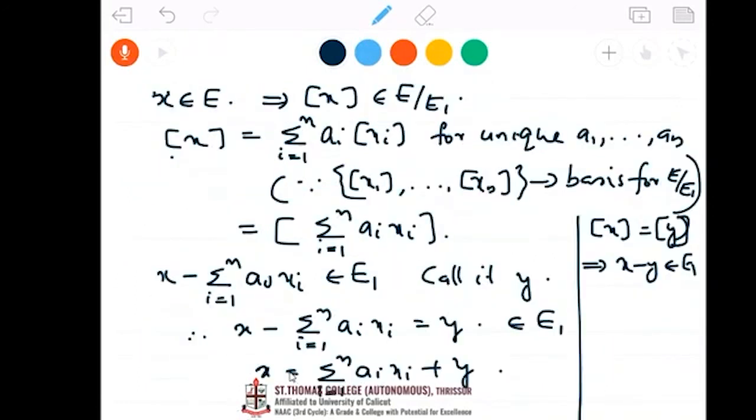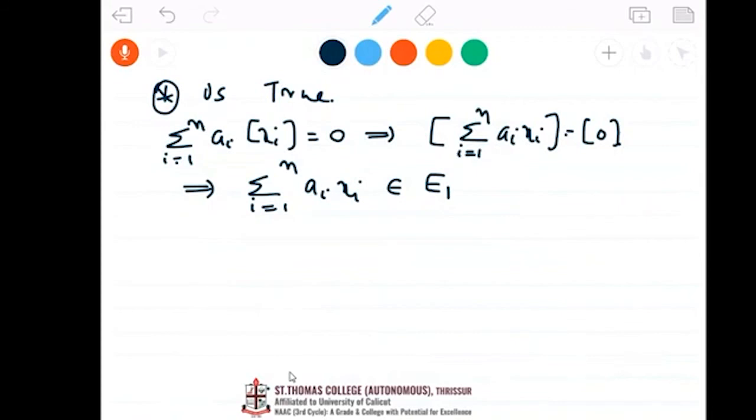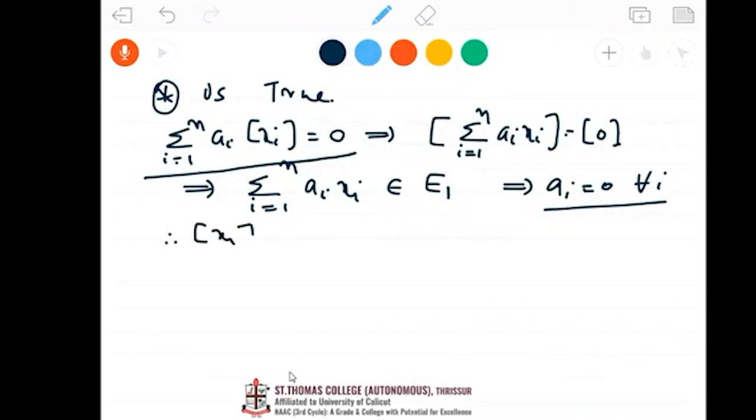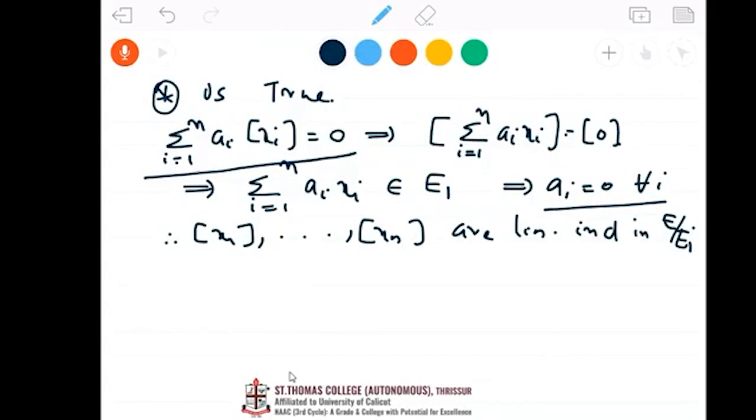We have assumed that. So from that we will get ai equal to 0 for all i. So if the summation of ai xi equal to 0, then ai equal to 0 for all i. Therefore class x1, etc., class xn are linearly independent in E over E1. Okay, now if it is a basis, it should span the entire E over E1. That we have to prove next.